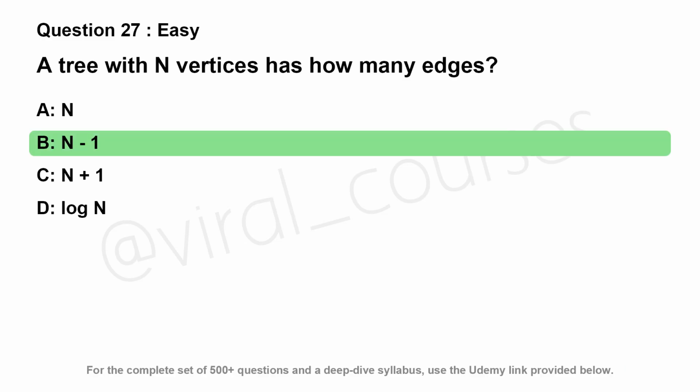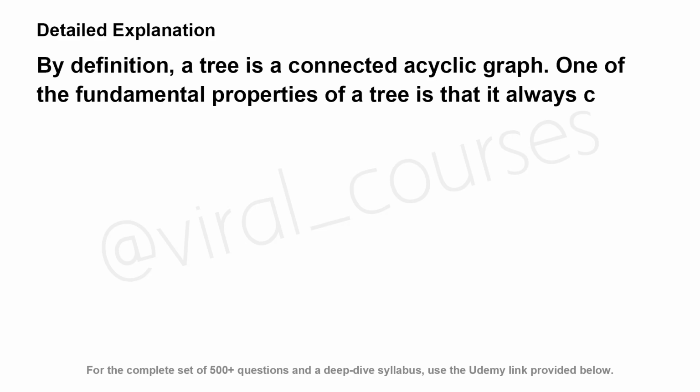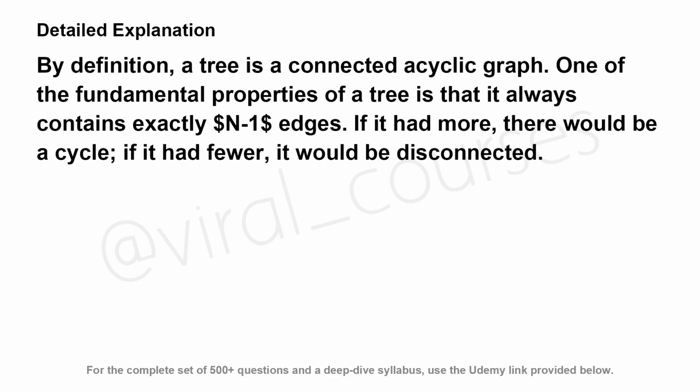The correct answer is B. By definition, a tree is a connected acyclic graph. One of the fundamental properties of a tree is that it always contains exactly n minus 1 edges. If it had more, there would be a cycle. If it had fewer, it would be disconnected.